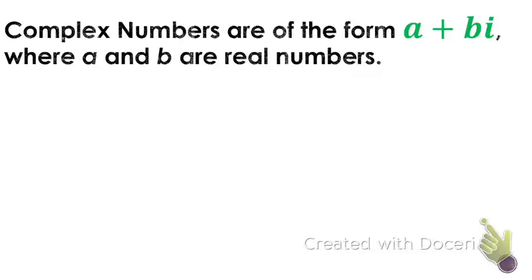So a complex number is a real number plus an imaginary number. For example, a complex number is like 3 plus 2i. That's just called a complex number. You can also have, even if it's just 5i, that's also complex because the invisible number in front is a 0.